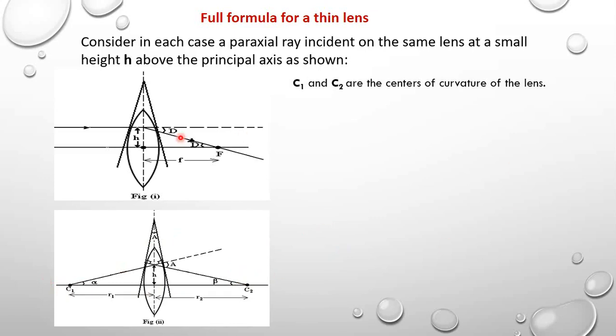Now, considering the first figure, this is a thin lens. Remember, this is a thin lens, and since this is a small height h, we know that d is approximately equal to tan d, which is equal to h over f.